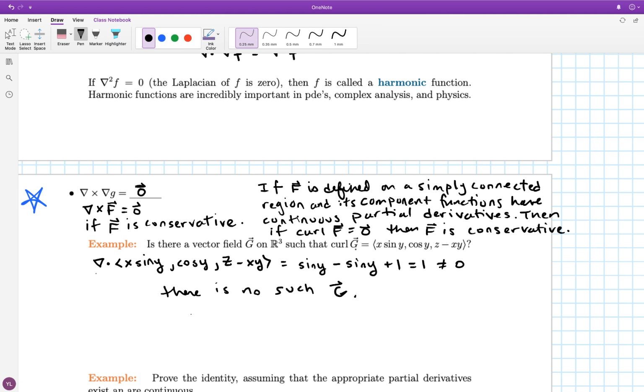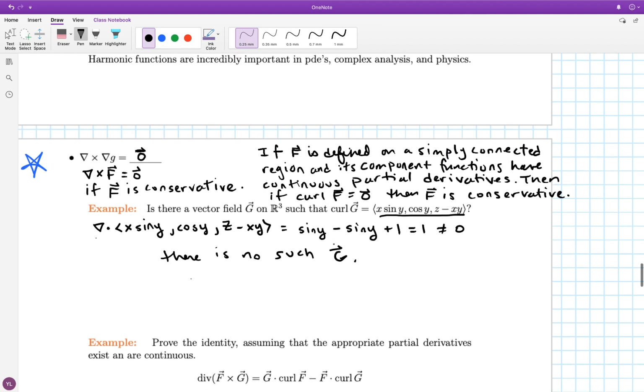Again, going through the logic again, if there was a vector field G that had this curl, then the divergence of that curl would have to be 0. But since the divergence of that vector field is not 0, this thing could not possibly be a curl. So that's kind of slick, right?